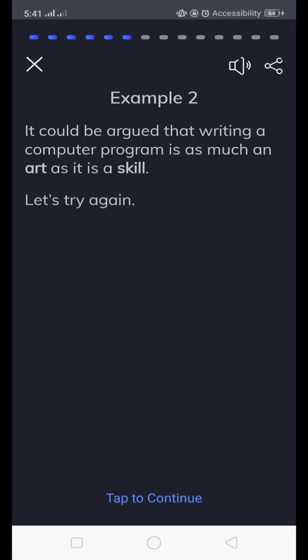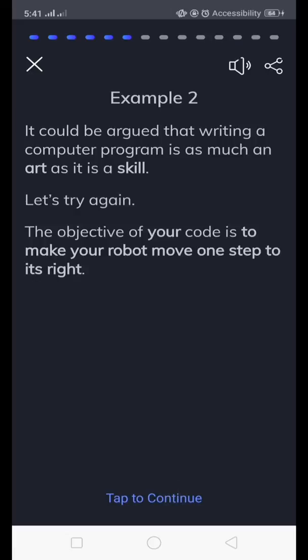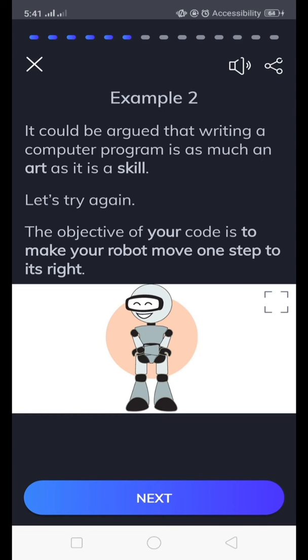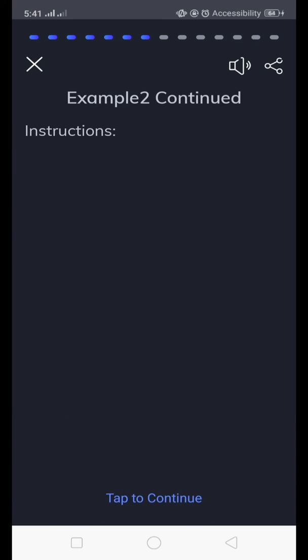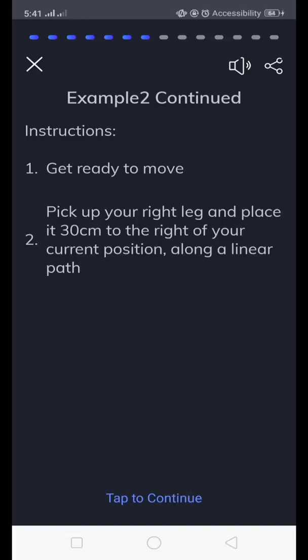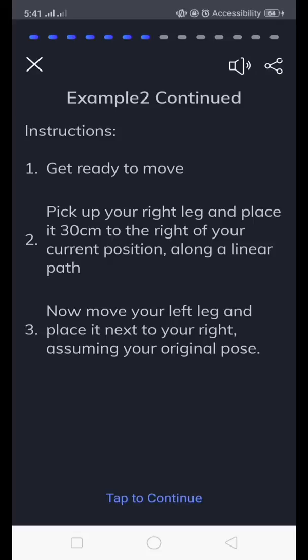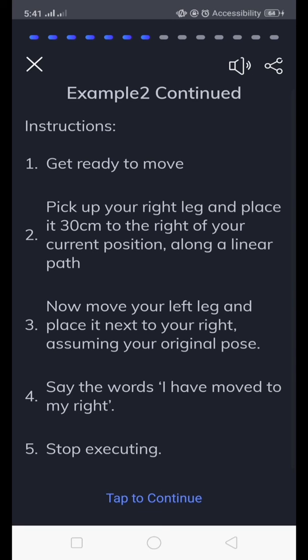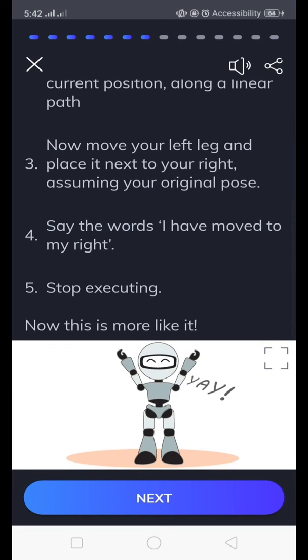Let's try again. The objective of your code is to make your robot move one step to its right. Instructions. Get ready to move. Pick up your right leg and place it 30 centimeters to the right of your current position, along a linear path. Now move your left leg and place it next to your right, assuming your original pose. Say the words, "I have moved to my right." Stop executing. Now this is more like it.